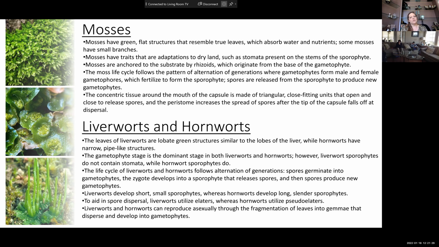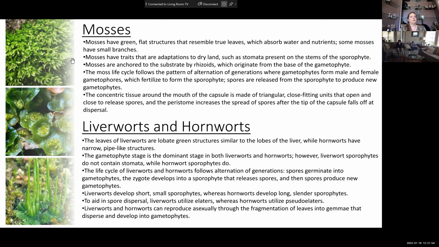So liverworts develop short, small sporophytes, where hornworts develop long, slender sporophytes. So to aid in spore dispersal, liverworts utilize what they call elaters. And in this case, that would be something like these splash cups. And liverworts and hornworts can reproduce asexually through fragmentation of leaves into what they call gemmae that disperse and develop into gametophytes. So you can have different methods of reproduction for these.